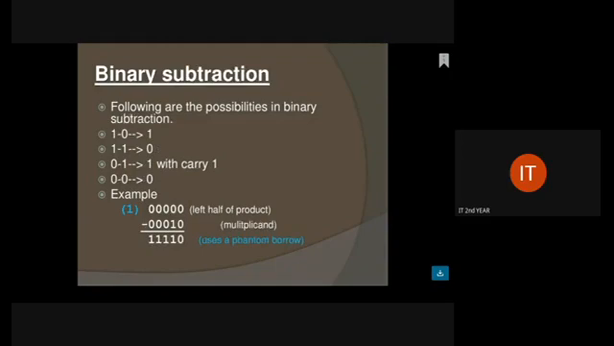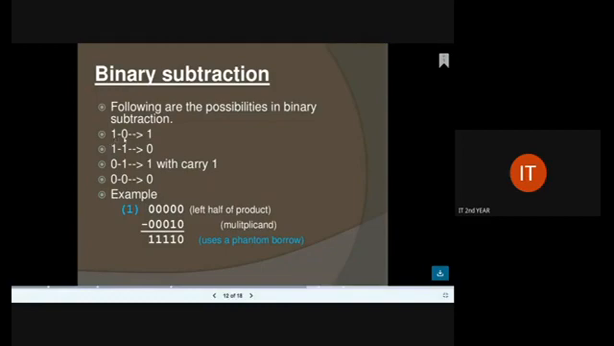Now, during subtraction of binary values, we have 1 minus 0 is 1, 1 minus 1 is 0, and 0 minus 1 is again 1 with a carry 1. With those carry bits, we just omit them. And 0 minus 0 is 0.